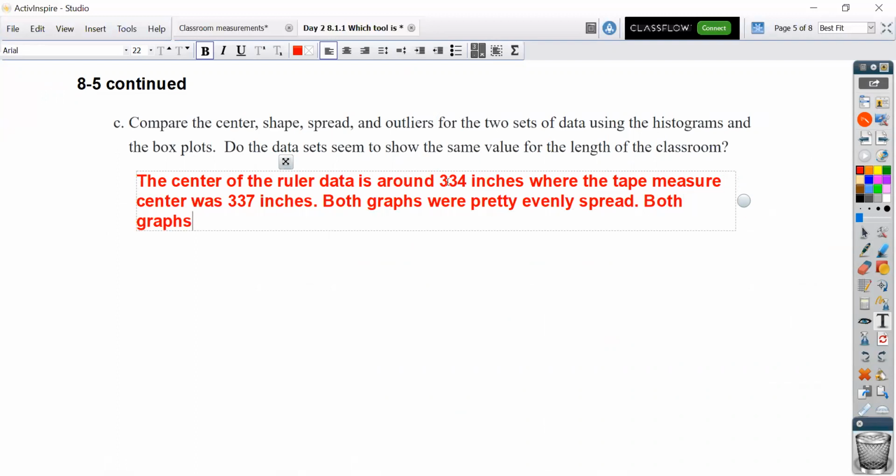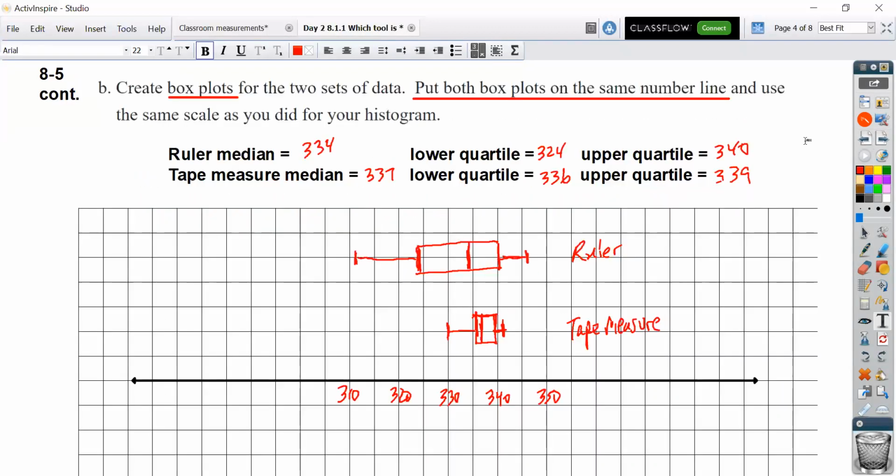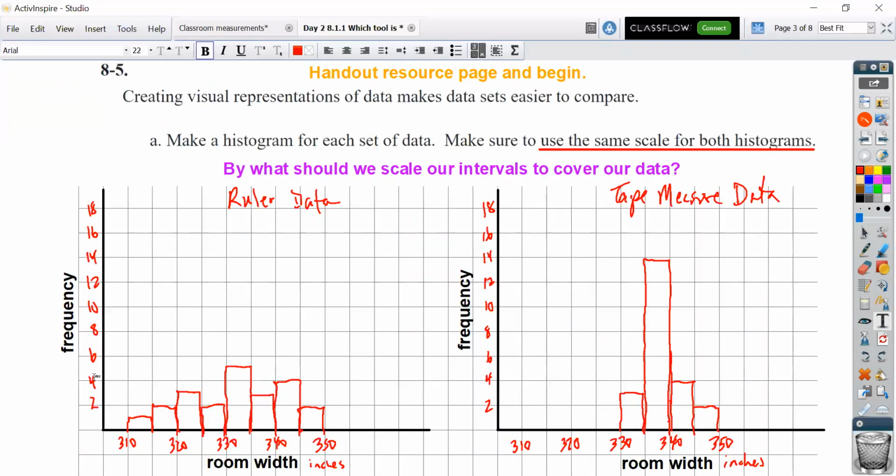Both graphs had only one peak and were fairly symmetric. So if I go back here and look at this graph, when I say symmetric, in the histograms, you can kind of see that they go up and down together. This is our symmetry. There's an up and a down together with one peak in it. And there's no numbers way out here and there's no numbers way down here. It's very symmetric around the center.